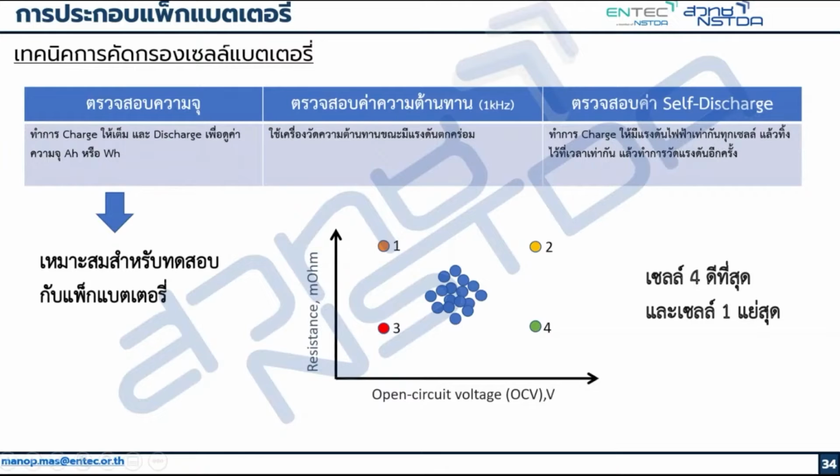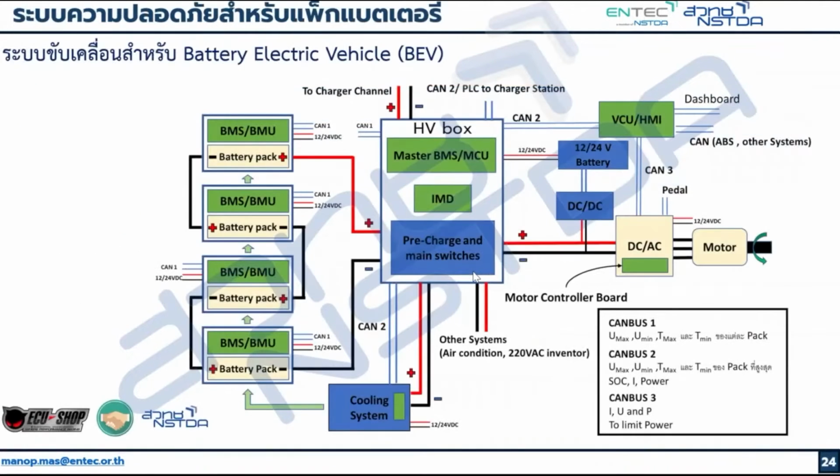Look at the plot graph. This is the resistance and the voltage. The fourth point is the best. The first one is the worst. If we have 2 groups, we need to separate them into 2 types. We need to check that the quality should be similar. BEV combined.